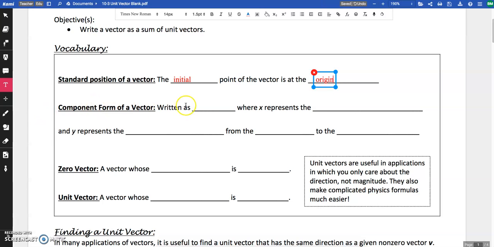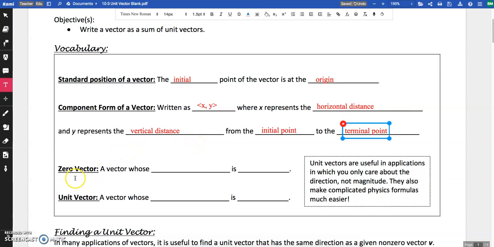Component form of a vector is written as ⟨x, y⟩, okay, with our little pointy brackets, where x represents the horizontal distance that you travel, and y represents the vertical distance that you travel. And you're traveling from the initial point to the terminal point. Okay, we call it component form because it's the horizontal and vertical components that make up the vector. Okay, so those we're all familiar with already.